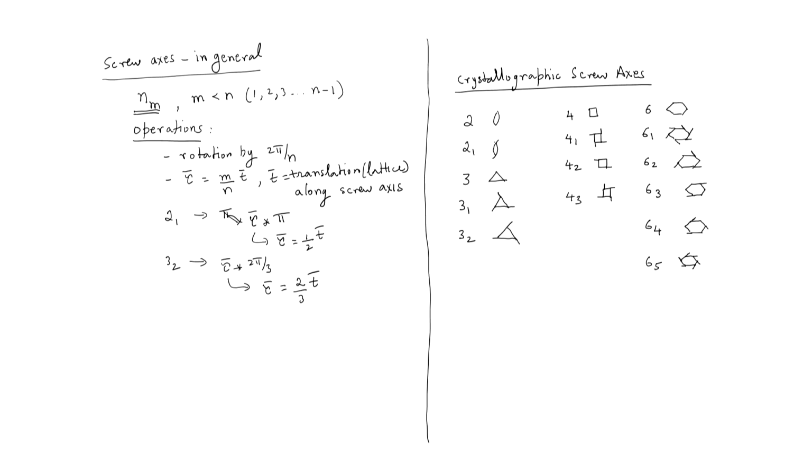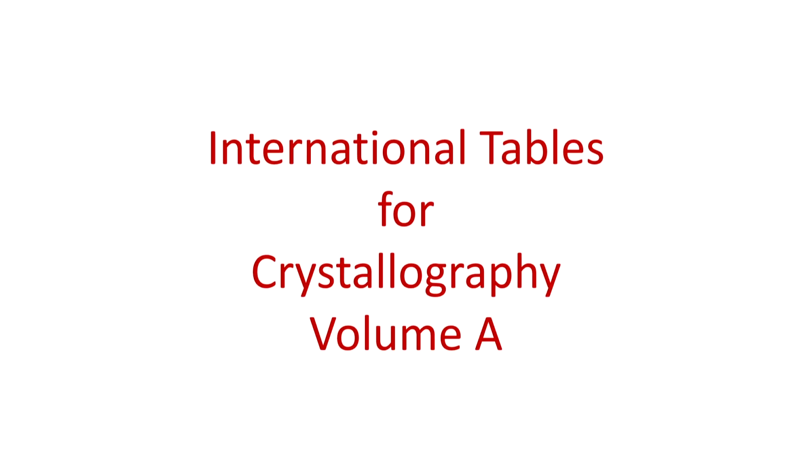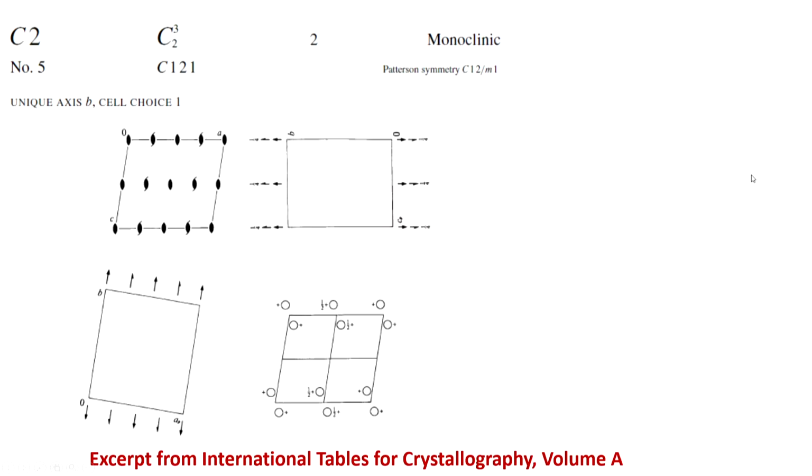Now, with this, let us come to the international tables. International Tables for Crystallography Volume A, that we have already seen in the case of plane groups. Now, let us take a few examples of space groups from the International Tables.